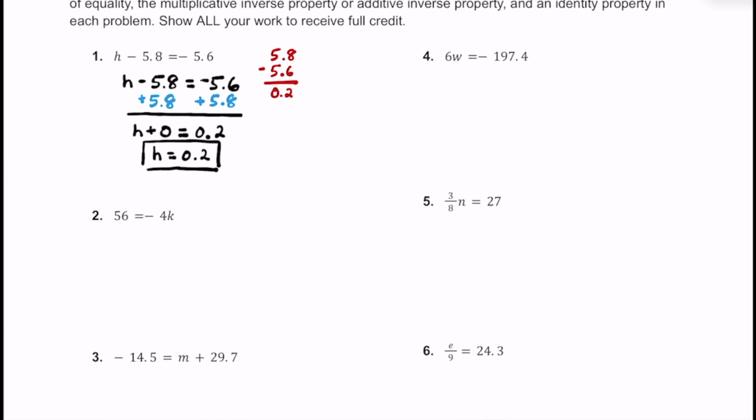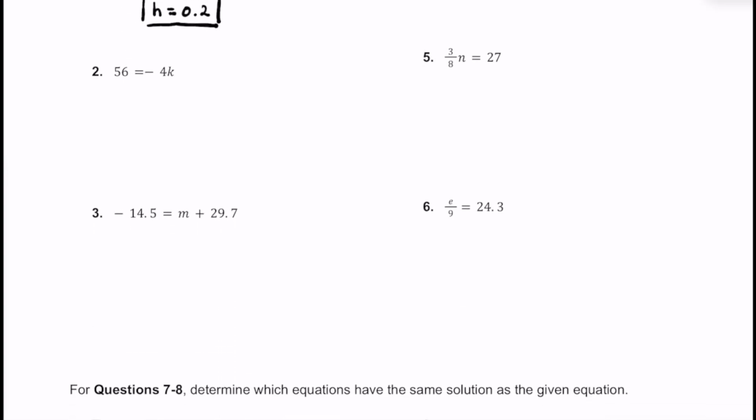All right, here's number two. If you look at number two, it looks like we have another one-step equation. In this case, though, the variable we're looking for, k, is on the right side of the equation. So I'm going to just copy down this equation. 56 is equal to negative 4 multiplied by something, or this k value, right?